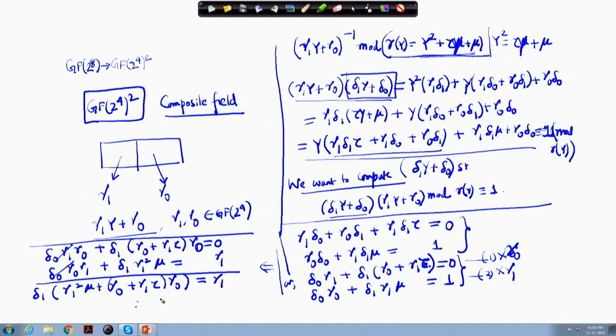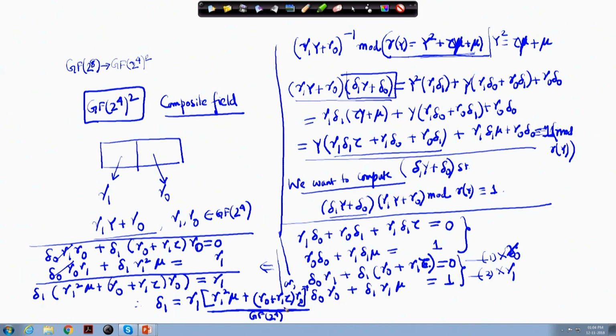Therefore, I can simplify by bringing this to the right hand side, and delta 1 is gamma 1 multiplied with the inverse of gamma 1 square mu plus gamma 0 plus gamma 1 tau gamma 0. Note that this inverse is in GF 2 to the power of 4.